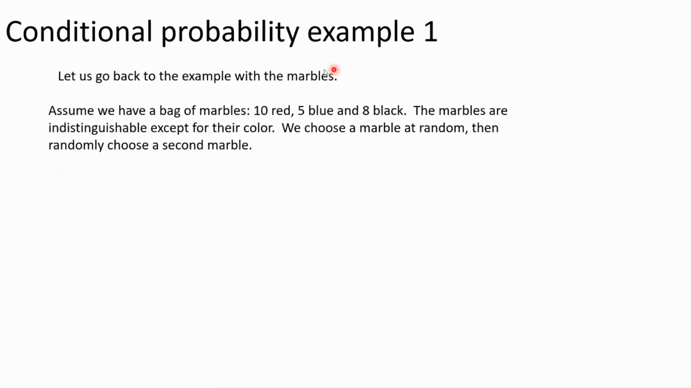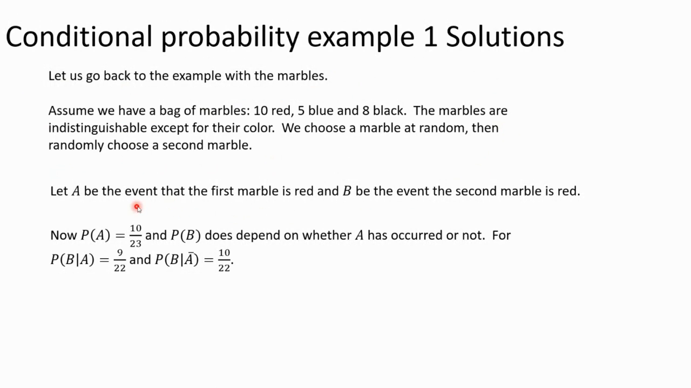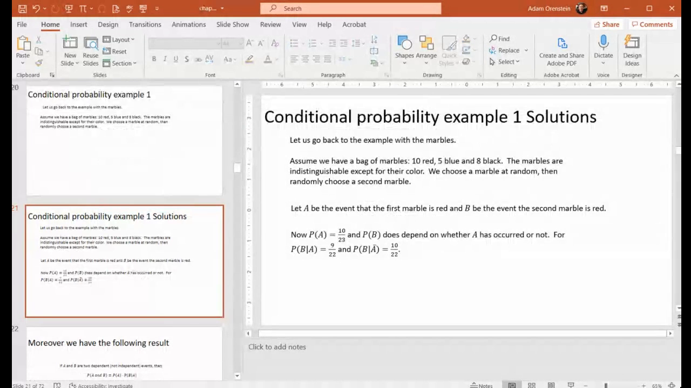Okay, so we're going back to this example. Let's do conditional probability. That's actually what we did as well, right? We did conditional probability here. So A is the event that the first marble is red. B is the event that the second marble is red. But again, we're not reaching back into the bag. And actually, we're out of time, so let me stop the recording.